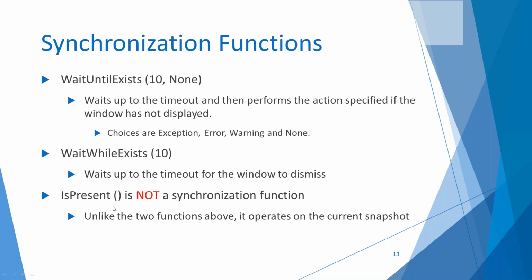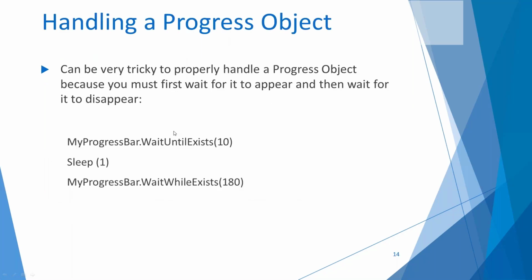Is present is only there for when you know that the page or the screen is fully loaded and there aren't going to be any state changes to it. Then, sure, go ahead and use is present. But again, it's not a synchronization function. It operates only on the current snapshot, and never use is present on a top-level window, never. Always use wait until exists. And if you don't care about raising exceptions, that's fine. Wait until exists with a timer and none, not is present, never on a top-level window. Have I said that enough? Okay.